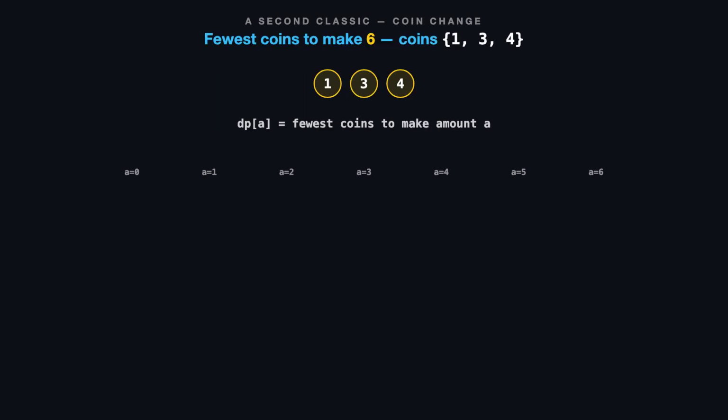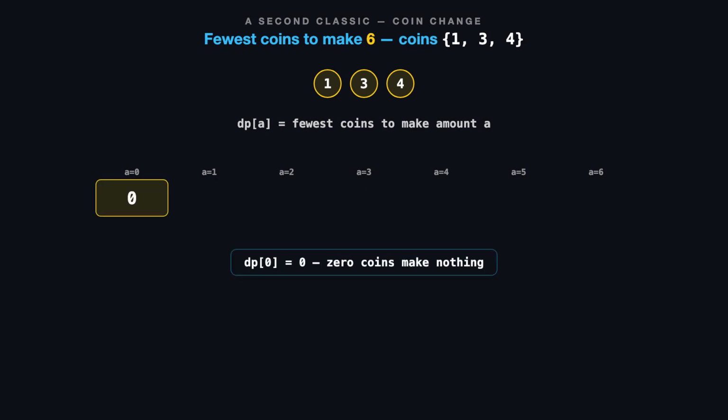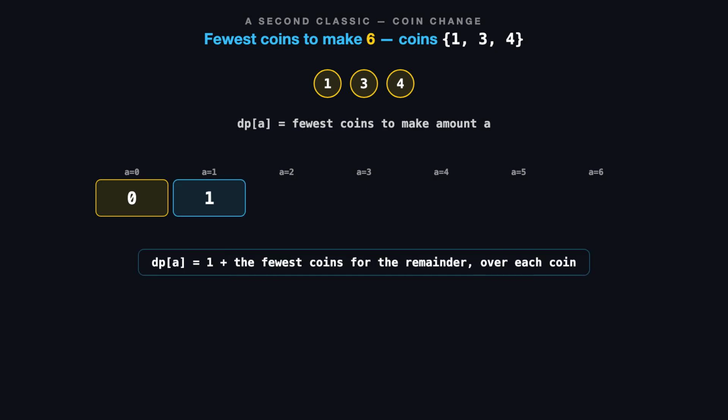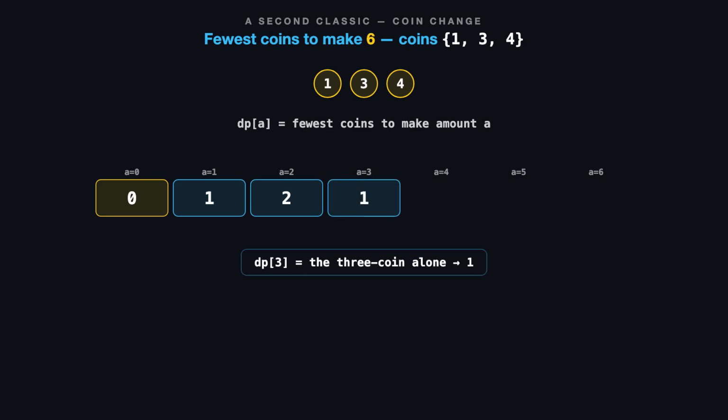Fibonacci is the classic. But dynamic programming is far bigger than one sequence. Take coin change. You have coins of 1, 3, and 4. You want to make 6, using the fewest coins. Same idea, solve it for every smaller amount first. Let dp of a be the fewest coins to make amount a. dp of 0 is 0, 0 coins make nothing. For every other amount, try each coin and take the best.